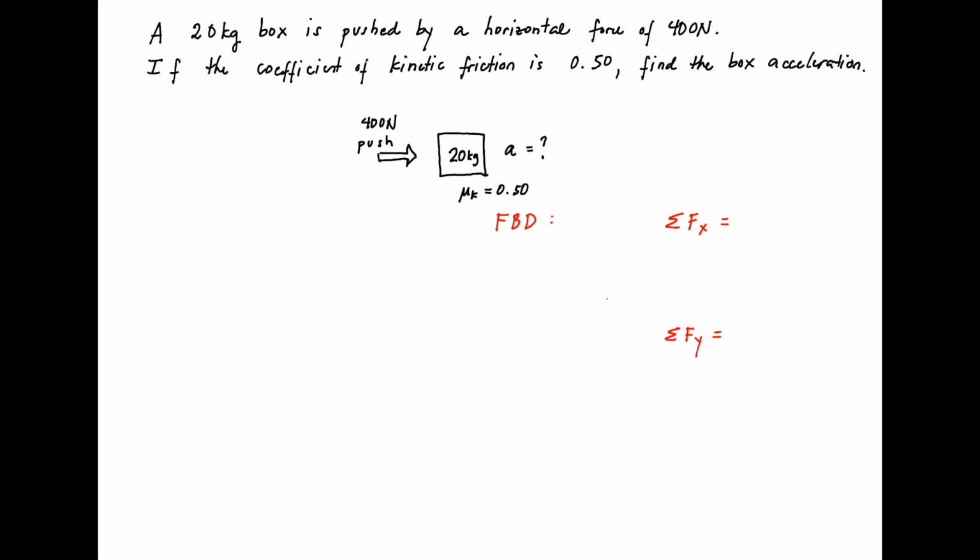A 20 kilogram box is pushed by a horizontal force of 400 Newton. If the coefficient of kinetic friction is 0.50, find the box's acceleration. So this will be the drawing. We have here the 400 Newton push, we have the acceleration, and we have the coefficient of kinetic friction, which is 0.50. And let's try to identify now the given based on the free body diagram.